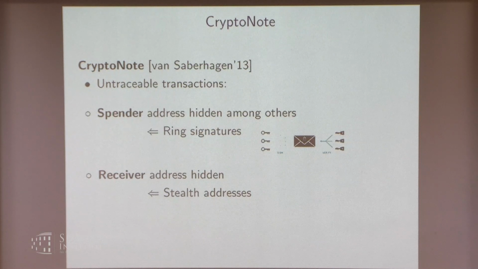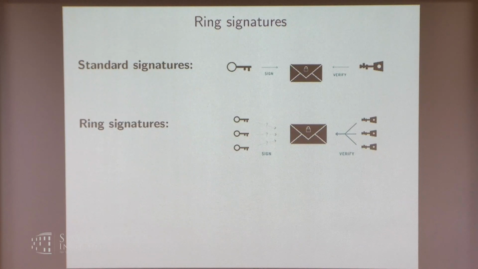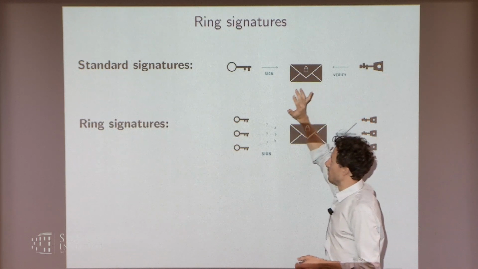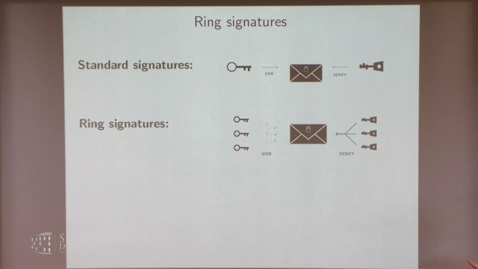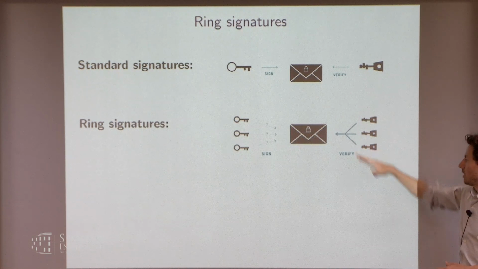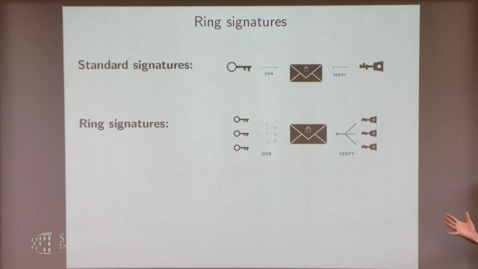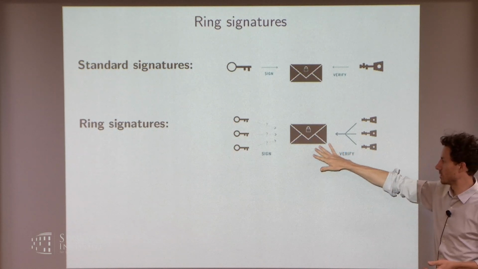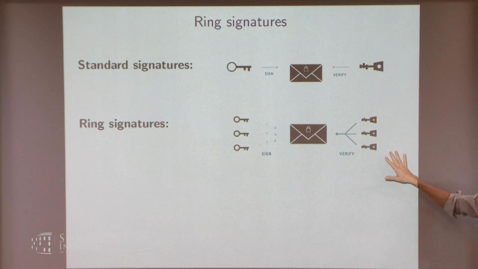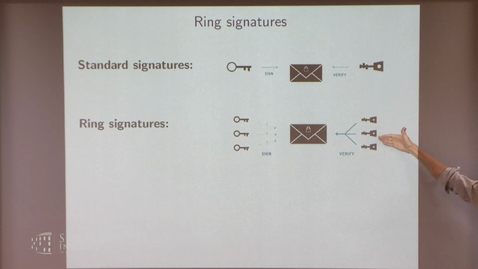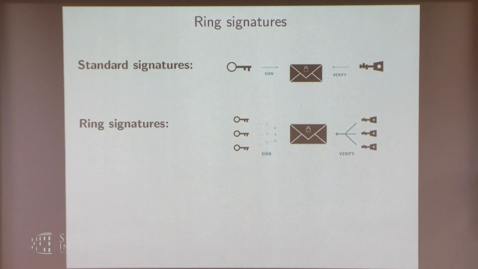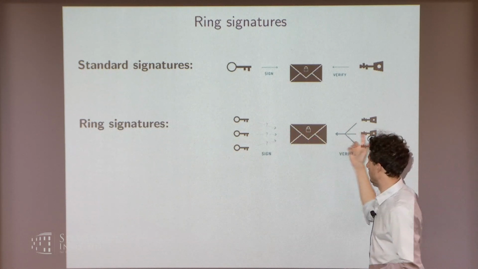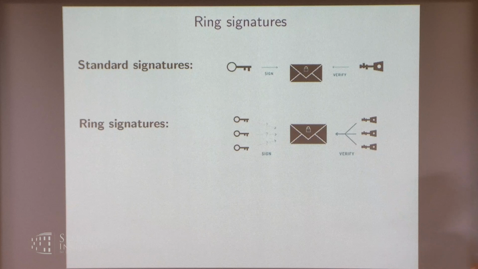So who knows what ring signatures are? Just a quick poll. Okay. In a standard signature you have a verification key and a signing key. In a ring signature, you can collect a ring, or a set, of verification keys. You make a signature that verifies with respect to this set of keys, and the guarantee is that the owner of one of the keys has actually made this signature. So one of the secret keys associated to these verification keys was used to make the signature.